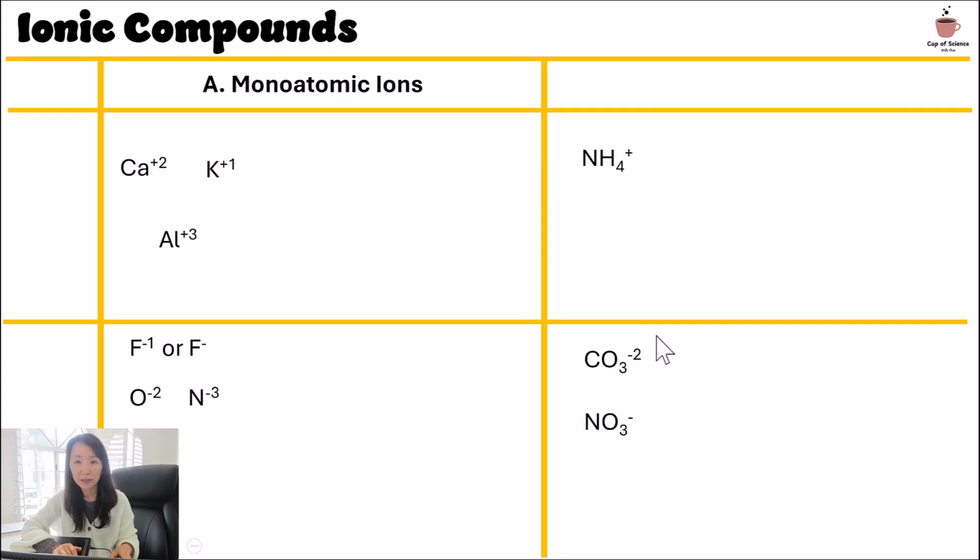On the right side of the table, you see NH4 plus, and down here carbonate with the -2. So there is more than one atom associated, but it also has a charge. So it is an ion, but it's considered to be a polyatomic ion: many atoms with a charge.